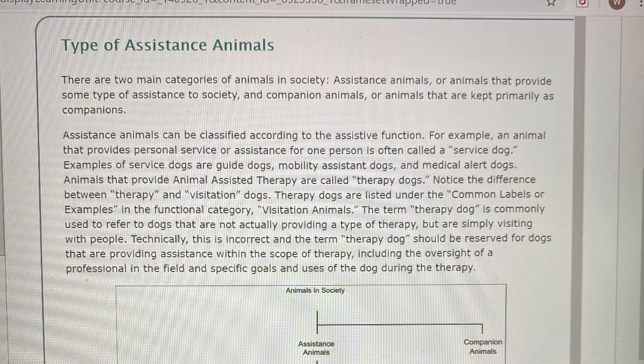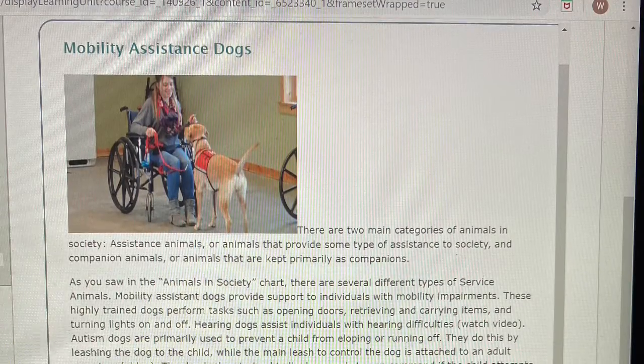Technically, this is incorrect, and the term therapy dog should be reserved for dogs that are providing assistance within the scope of therapy, including the oversight of a professional in the field and specific goals and uses of the dogs during the therapy.